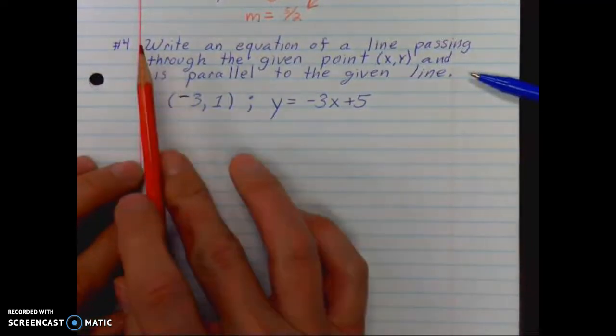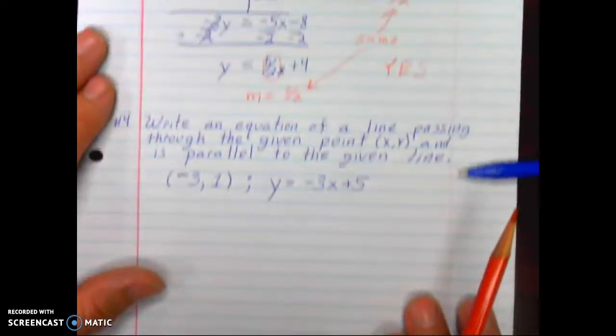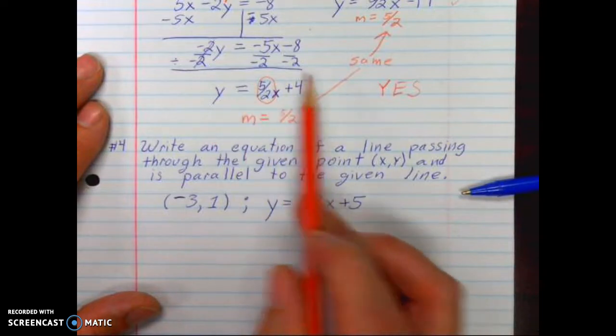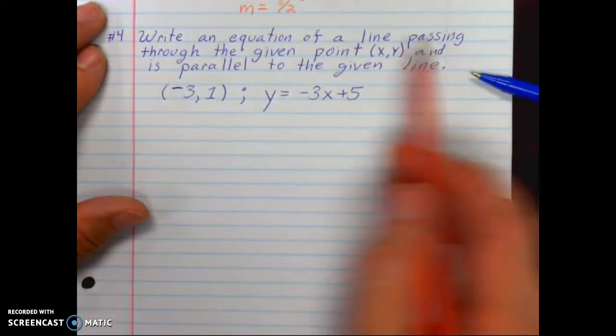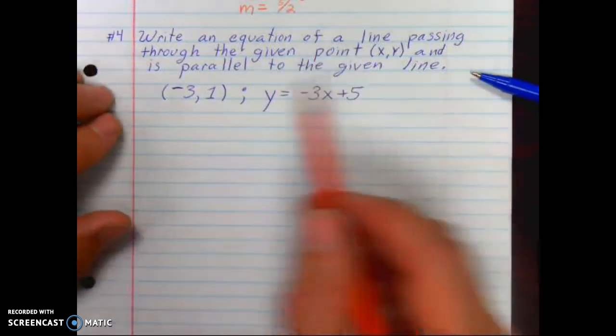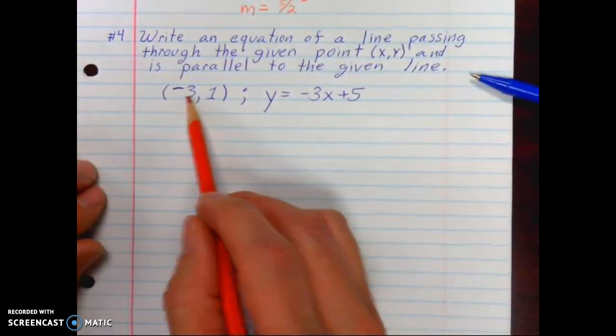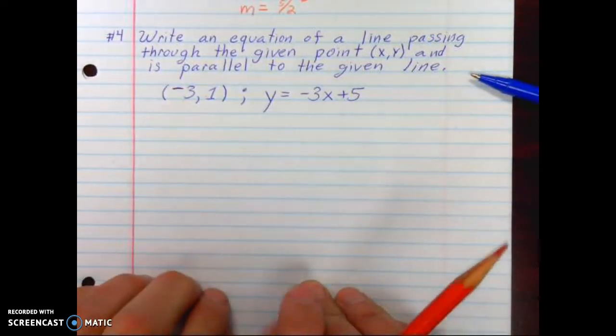It says, first of all, write an equation, right? Well, what does that mean? That means you're writing an equation of a line passing through a given point. What do I mean by a given point? Well, that's what this is right here. This is my given point. I'm giving you it. It's negative 3, 1.